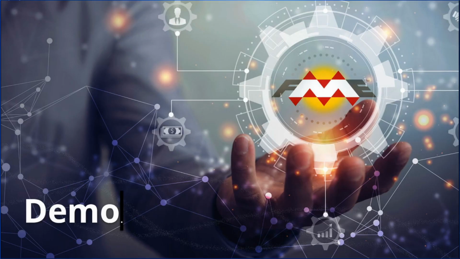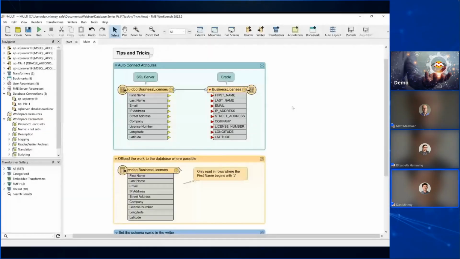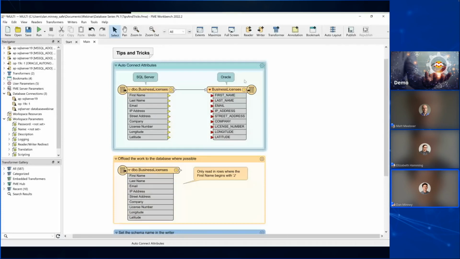So we'll take a look at a demo of some tips and tricks. The first one we're going to be looking at here is how you can auto connect your attributes. Typically FME does a really good job, as I mentioned, of connecting up these attributes. But in this case, we're working with a SQL Server reader, and then we also have our Oracle writer.